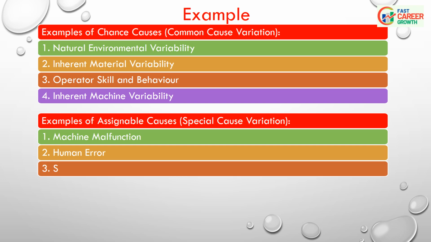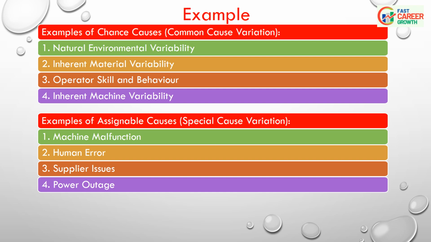Due to supplier issues. Receiving subpar raw materials from a supplier, causing defects in the final product. A supplier changing the specifications of the materials without notification. Due to power outage. A sudden power outage disrupting computer servers and data processing. Loss of electricity causing a halt in production on an assembly line.